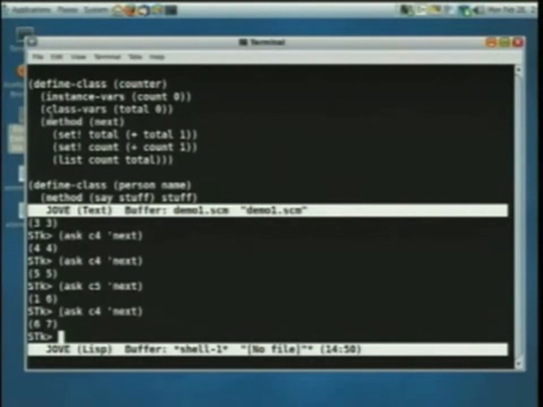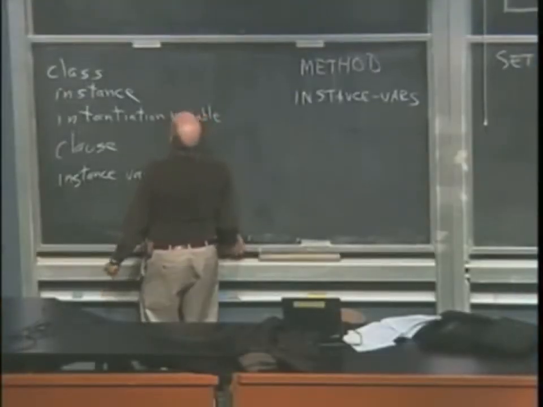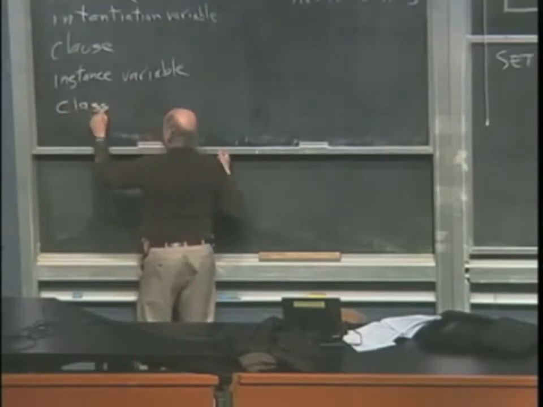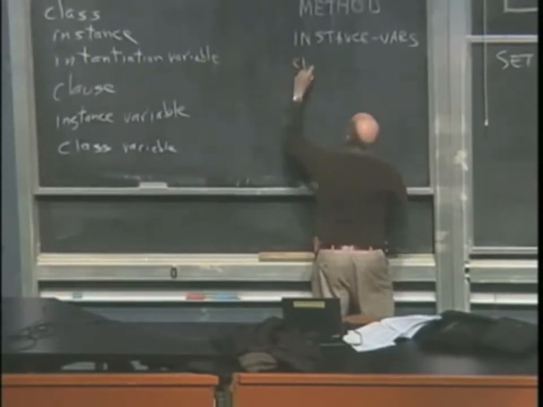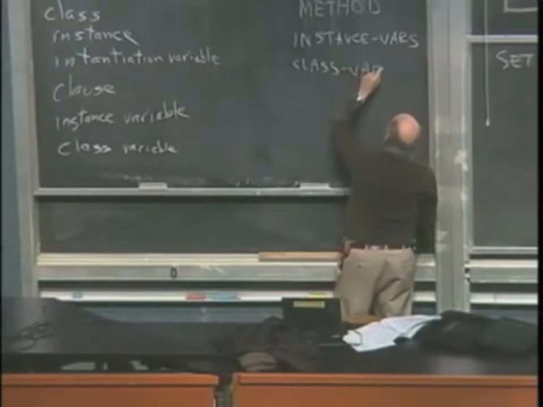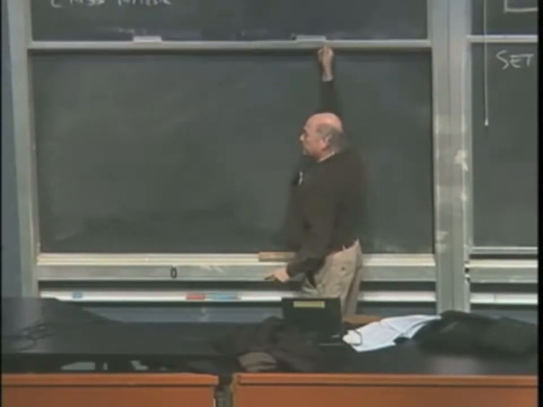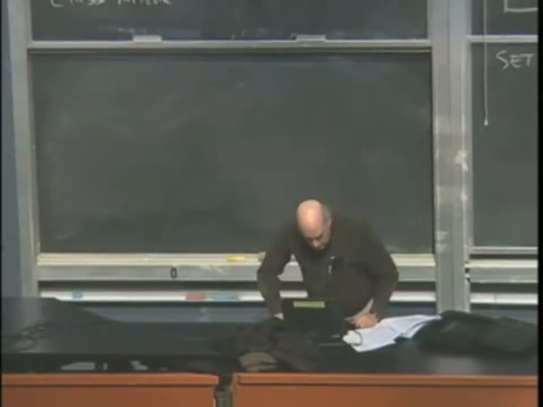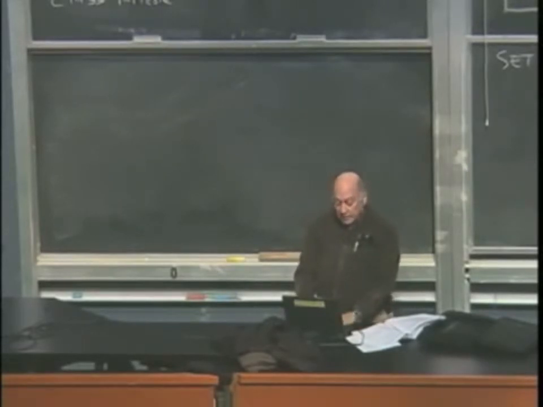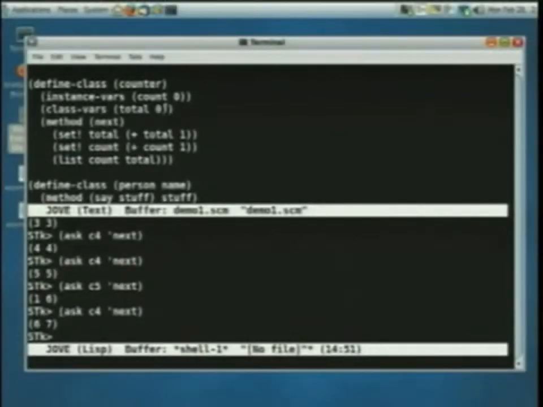Okay? And what's new to make that work is this class vars. So class variable is an idea. And class vars is the clause that implements it. Class vars looks just like instance vars, which looks like the first half of a let, except that the meaning is different. Namely, there's one variable total, which is created as soon as I do the define class.